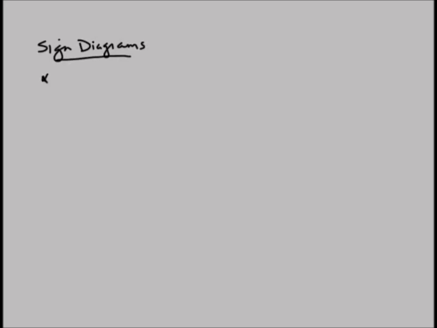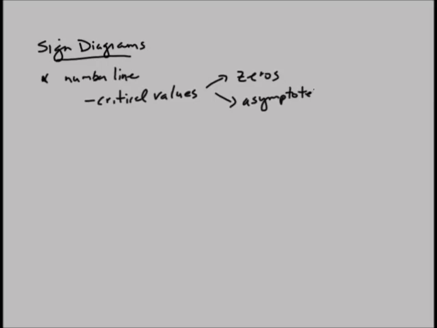Sign diagrams consist of a number line. On that number line there are critical values, and the critical values that we need to establish are zeros and asymptotes. Then we will have positive and negative signs stating whether that function is positive or negative at certain intervals.